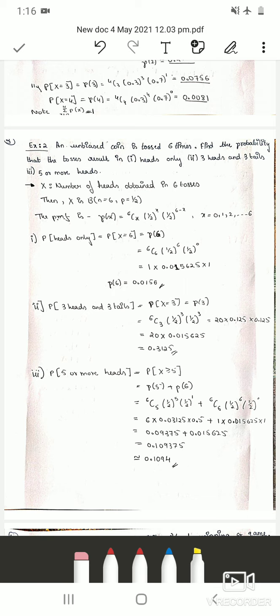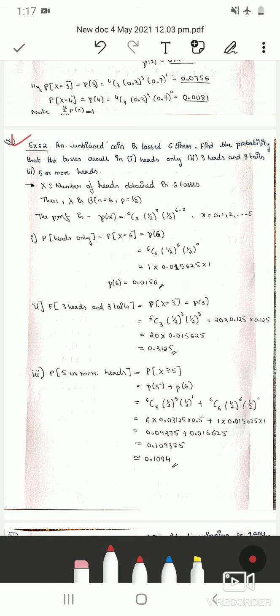First, in this question you need to understand the given problem. They have asked to find the probability that when you toss a coin, here the given coin is an unbiased coin or a fair coin, it results in only one head, or 3 heads and 3 tails, or 5 or more heads. So we will see one by one.